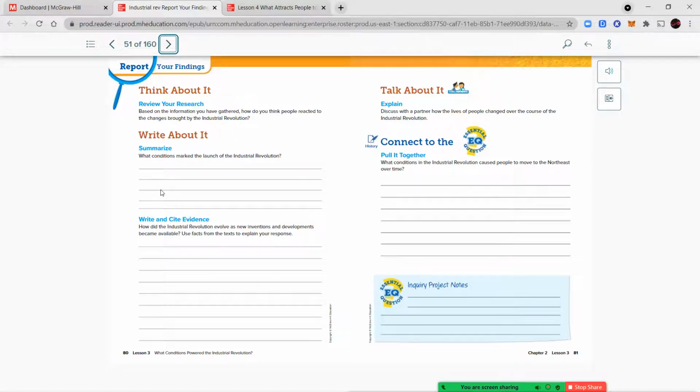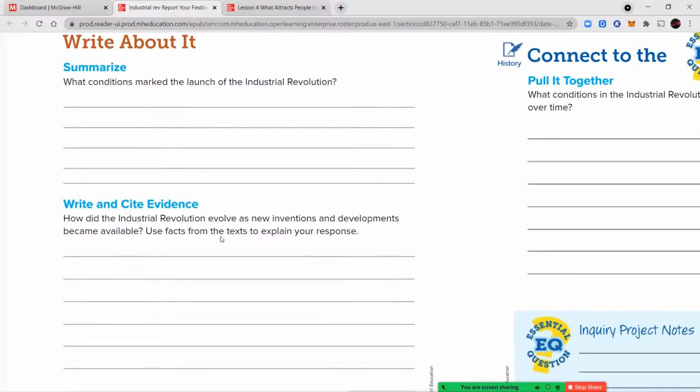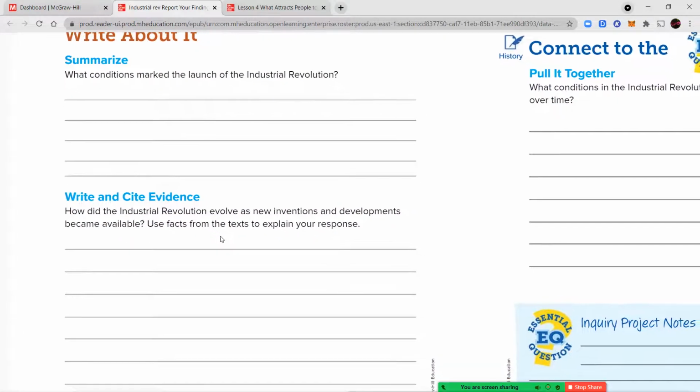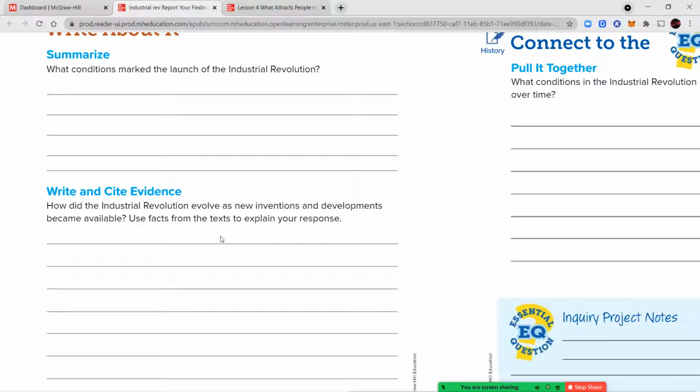What was the setting like? What were the conditions like that made it possible for it to grow? For the next question, where it says write and cite evidence: how did the Industrial Revolution evolve as new inventions and developments became available? Use facts from your text to help you complete your response.